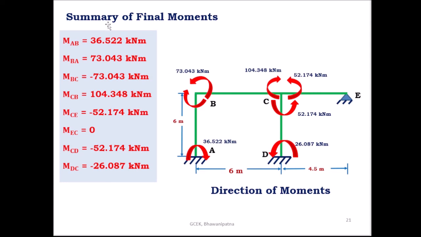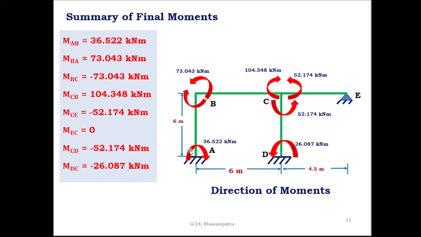So these are the summary of final moments. MAB is equal to 36.522 kilonewton meter, MBA is 73.043 kilonewton meter, MBC is minus 73.043 kilonewton meter, MCB is equal to 104.348 kilonewton meter, MCE is equal to minus 52.174 kilonewton meter, MEC is equal to 0, MCD is equal to minus 52.174 kilonewton meter, then MDC is equal to minus 26.087 kilonewton meter.